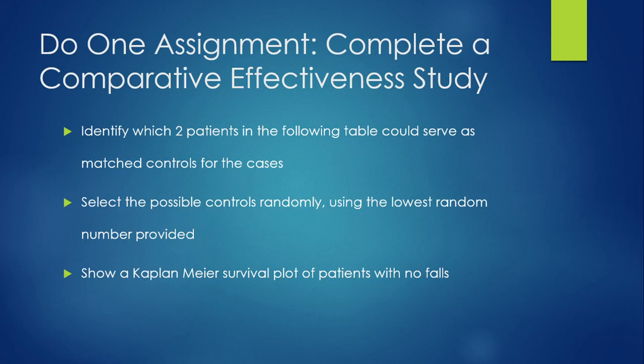So this assignment, the Do 1 assignment for this lecture, is actually a two-part assignment. The overall goal is for us to complete a comparative effectiveness study, and for the first part we're going to be identifying which two patients in the following table, which I'm going to show later on, could serve as match controls for their cases. So we also have to select the possible controls randomly using the lowest random number provided. And then for the final part of this, we're going to show a Kaplan-Meier survival plot of patients with no falls.